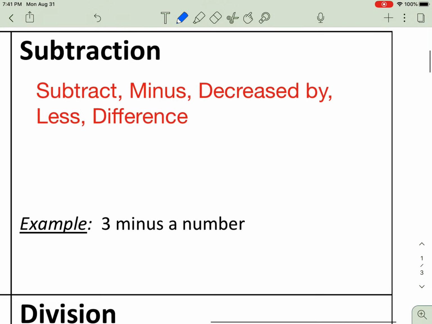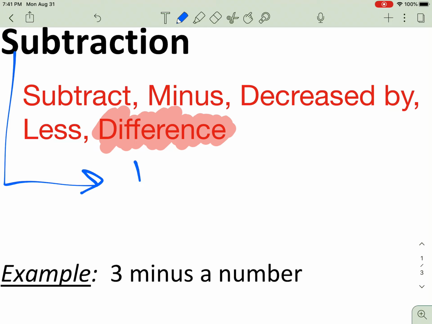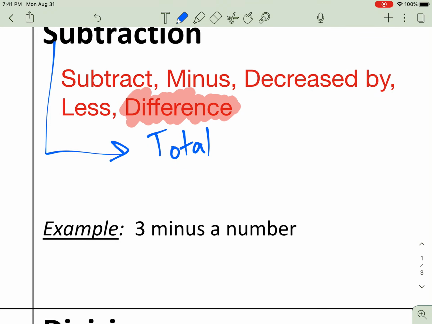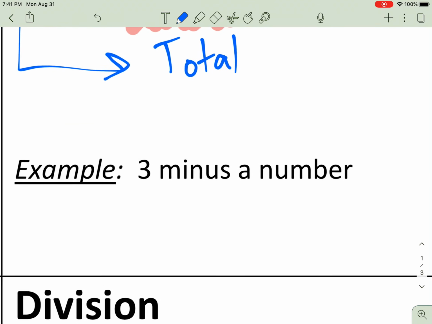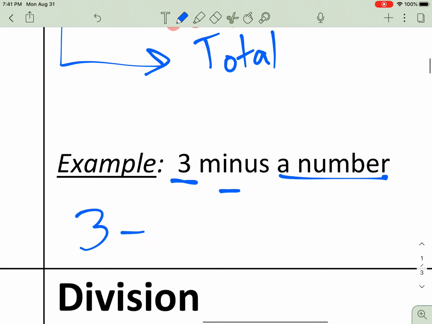Subtraction. Some common words for subtraction: subtract, minus, decreased by, less, or difference. And as you noticed, difference is the total of a subtraction problem. That's important to know. Let's take a look at the example they give us for subtraction: 3 minus a number. So 3 minus some number.